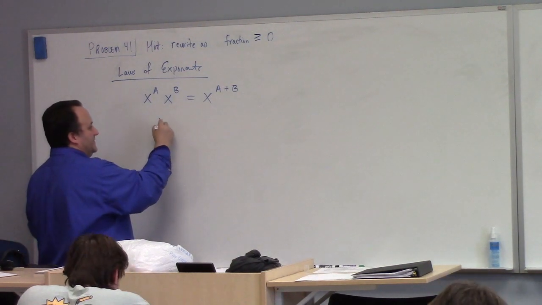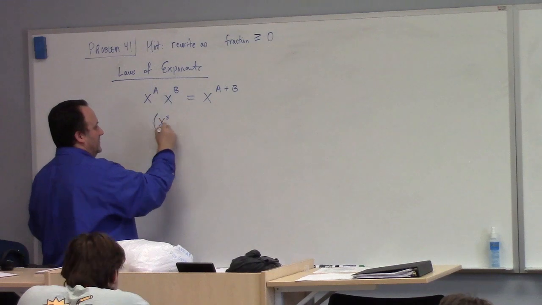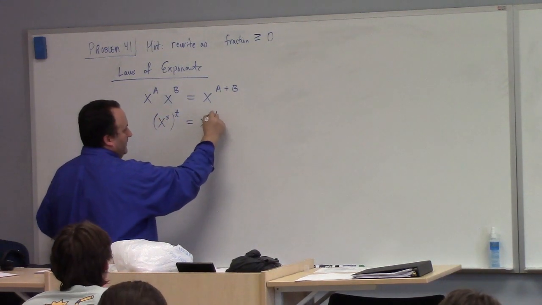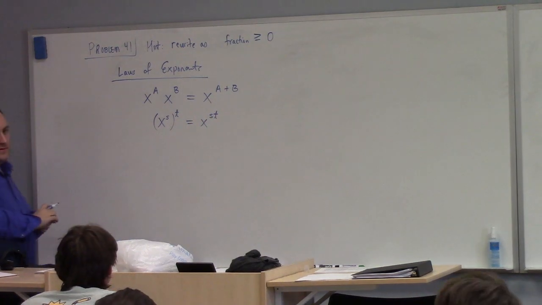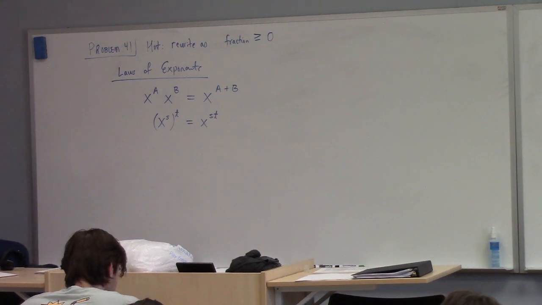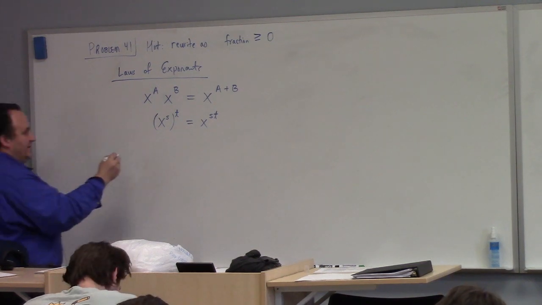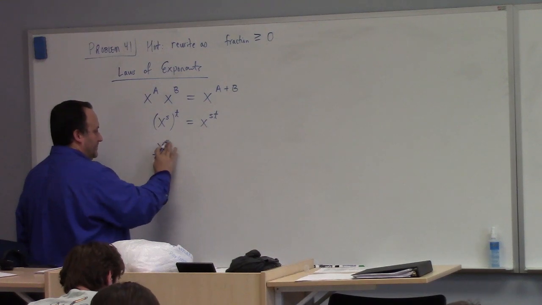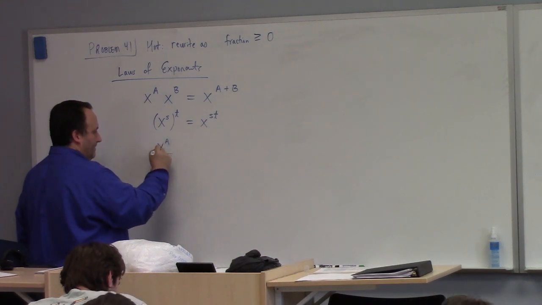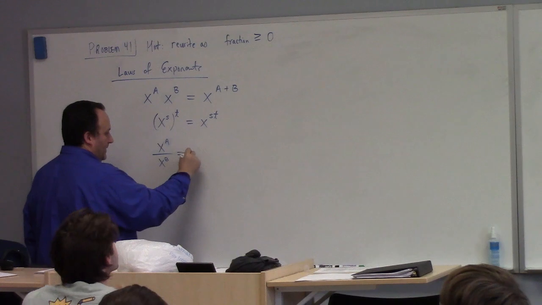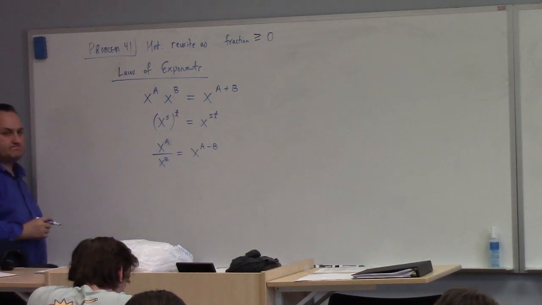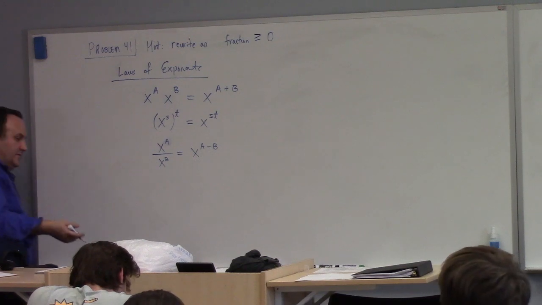Another law of exponents is if we have x to the s raised to the t power, we have x to the st. So you multiply exponents in that sense. How about division? What if we have x to the a over x to the b? X to the a minus b is how we would simplify that, right?